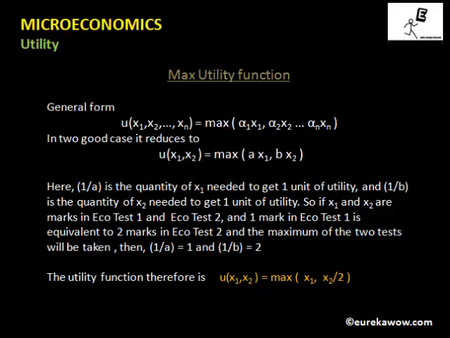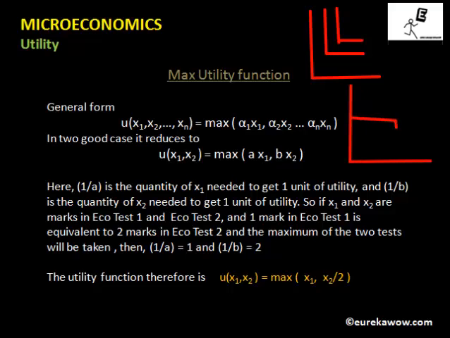Now looking into how the indifference curves will look in the case of the max utility function, we know that in the case of the Leontief utility function, that is the min utility function, we have L-shaped indifference curves. Whereas in the case of the max utility function, the indifference curves are inverted L-shaped. So these are the indifference curves, they are inverted L-shaped, as you can see in the diagram, and this is the indifference map.